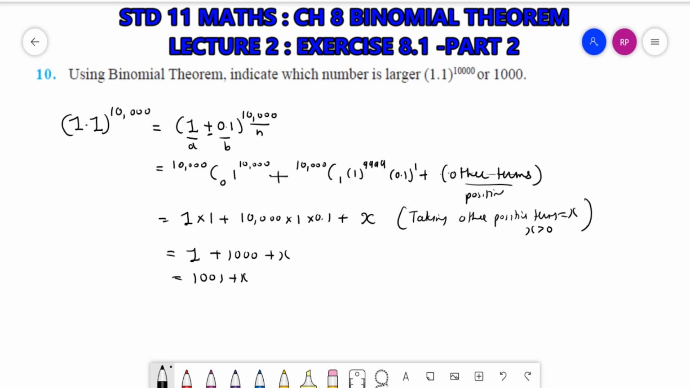Now x is positive, we know. So whatever positive number we add to 1001, it will definitely be greater than 1000. Hence, 1.1 raised to 10,000 is greater than 1000. Okay, this was about question number 10. So just note it down.